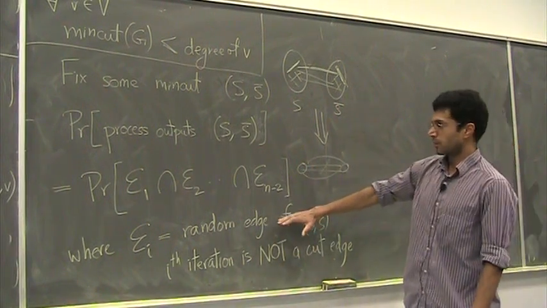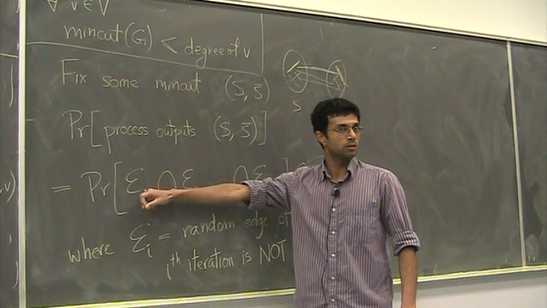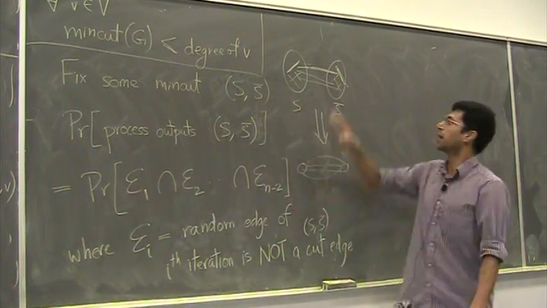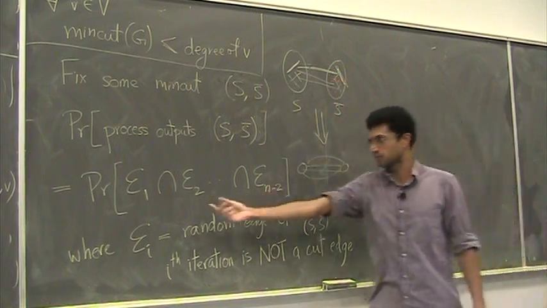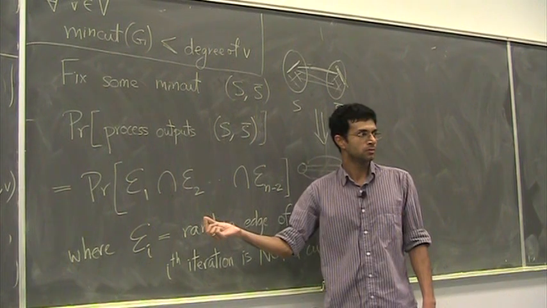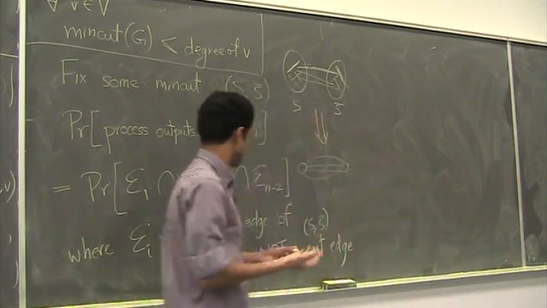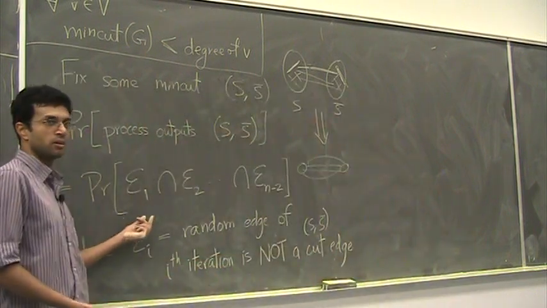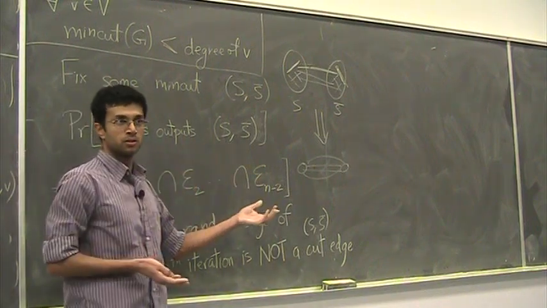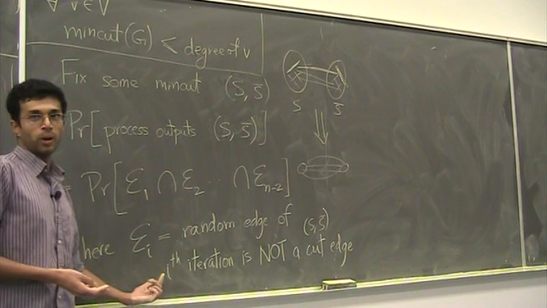So you want the probability, so all of these events need to hold, right? At every iteration you have to avoid the cut. And this is just saying that these are all these events. Now note that there is some sort of dependence on these events, right? Because depending on what happens here, it could affect what happens there, so on and so forth. But each of these is a well-defined event.